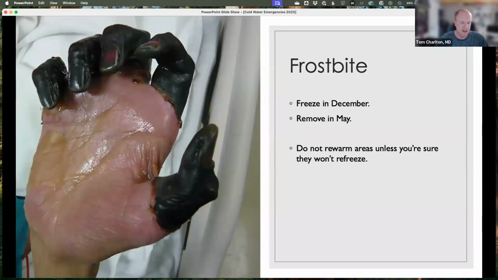One of the things that is paramount whenever we're taking care of frostbite is the old adage of if it freezes in December, you're not going to remove anything until May. Even though this guy's hand looks absolutely horrible and looks like he's going to lose every one of those fingers, that may not be the case. If we were to cut him off right now, we could be cutting off perfectly viable tissue that's hidden underneath all that black skin.